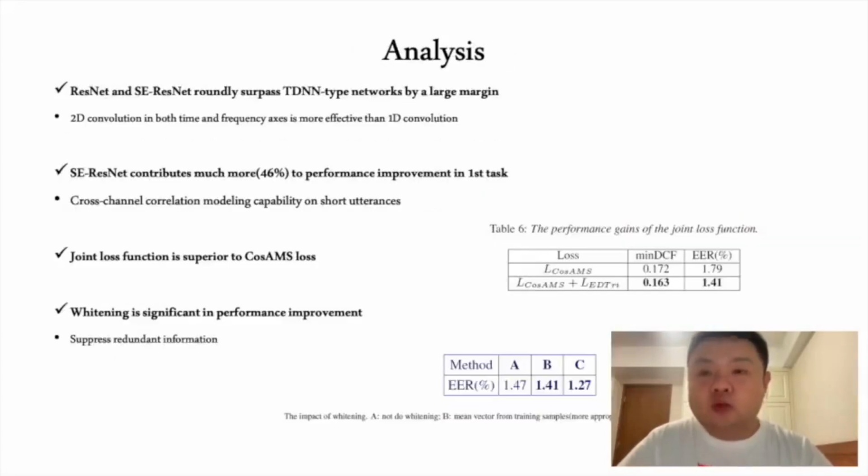ResNet and SE-ResNet roundly surpass TDNN-type networks by a large margin. 2D convolutional networks in both time and frequency axes are more effective than 1D convolution. SE-ResNet contributes much more to performance improvement in the first task because of its cross-channel correlation modeling capability on short utterances. The joint function is superior to cosine AMS loss, as shown on the right-hand side. And finally, whitening is significant in performance improvement. Refer to the table shown at the bottom.